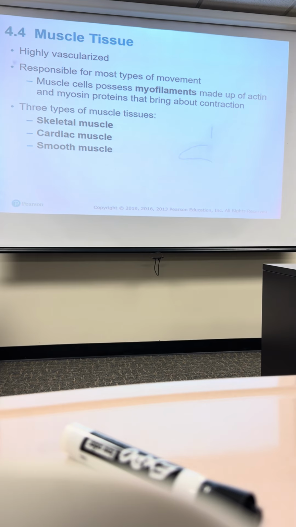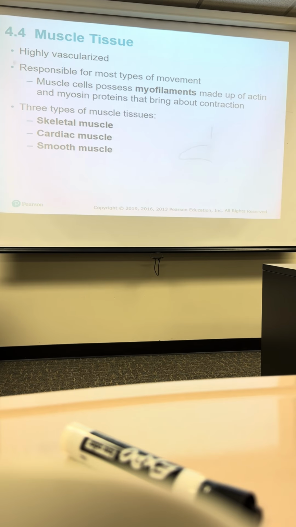How many different types of muscle tissue do we have? We only have 3 different types of muscle tissue. What are their names? Skeletal muscle, which is on top of your skeleton, and then you have your cardiac muscle, which is the part of your heart, and then you have smooth muscle, which is the part of all the hollow organs inside your body, right?